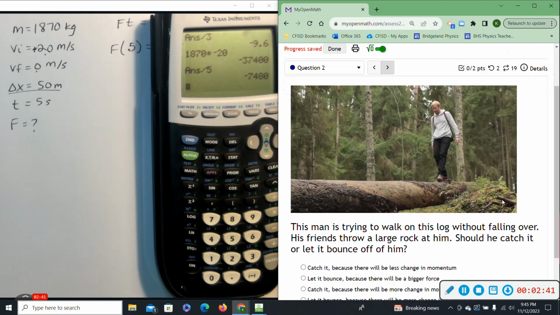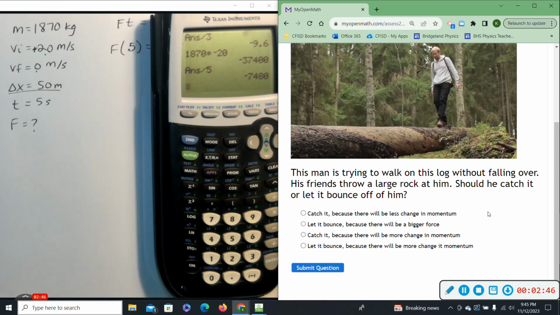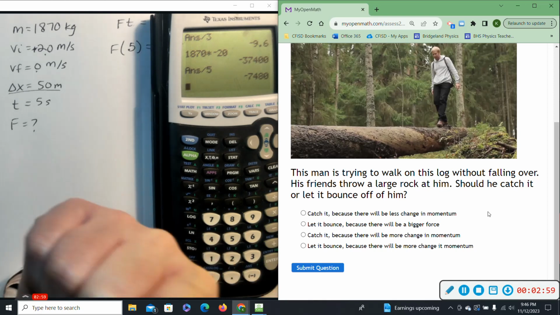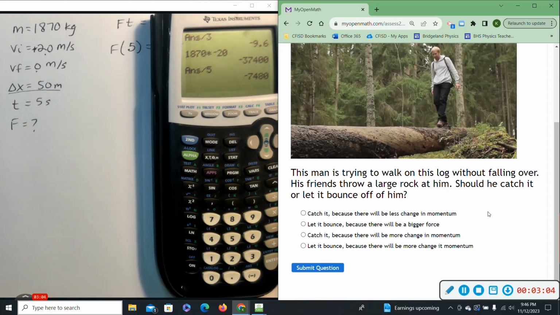Question 2 says, this man is trying to walk on this log without falling over. His friends throw a large rock at him. Should he catch it or let it bounce off of him? We've talked about this previously, but if you have something that you catch, then you're going to have a change in velocity like this problem did from like 20 to 0 or whatever. Okay, but you're going to have a certain change in velocity. Whereas if it bounces, you're no longer going 20 to 0 or whatever the numbers might be. Now you're going 20 to negative 10. Okay, that's a larger change in velocity if it bounces.